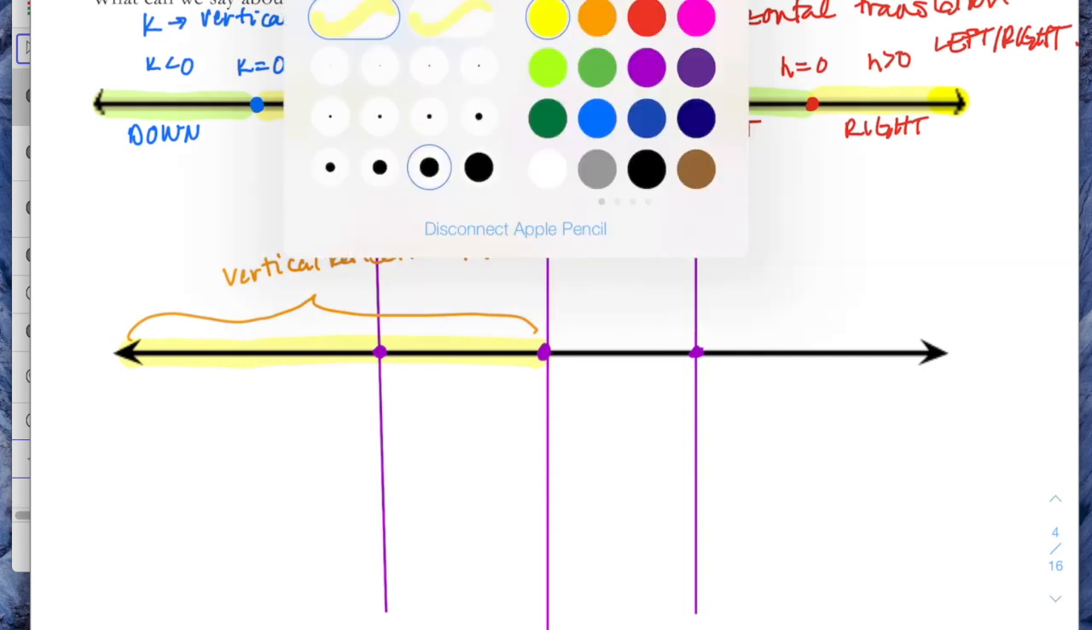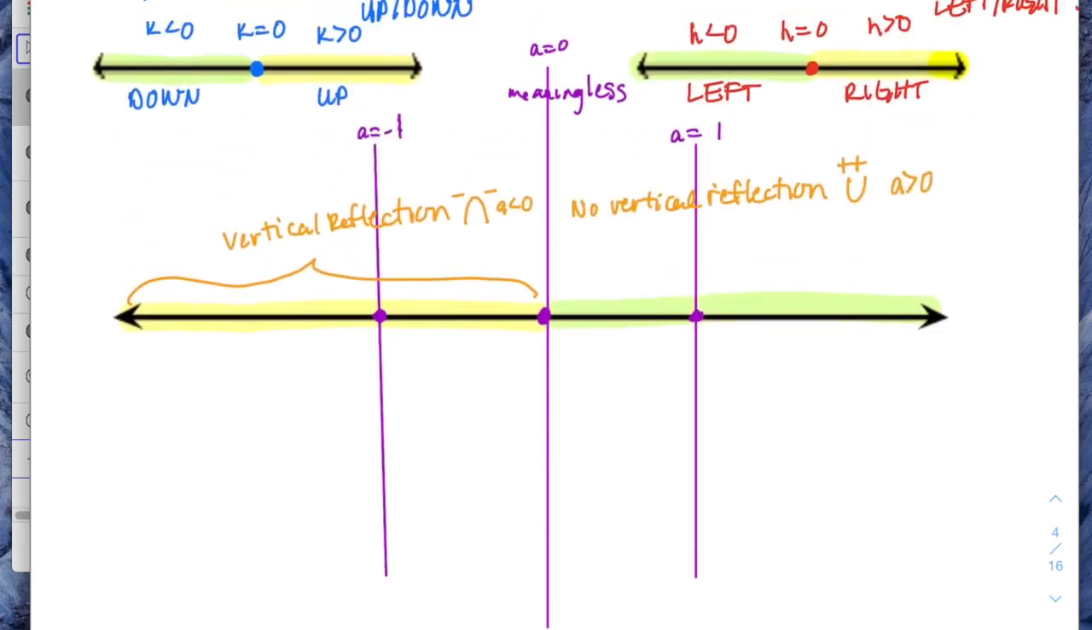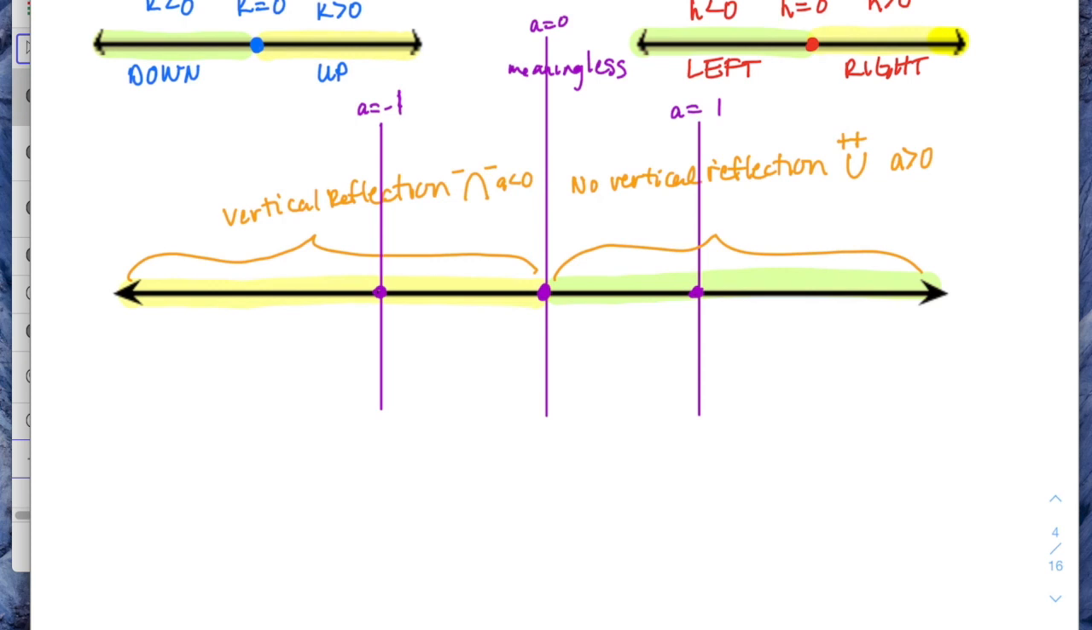Anytime A is greater than 0, however, we have no reflection. So we can write no vertical reflection. Okay, and we can remember this with a happy face. When A is greater than 0, when A is positive, our direction of opening is up, facing up. Okay, so now we have to think about these regions here. Now that we've talked about reflections of parabolas and I've cleaned up my diagram a little bit, I want to talk more about vertical stretches and compressions.